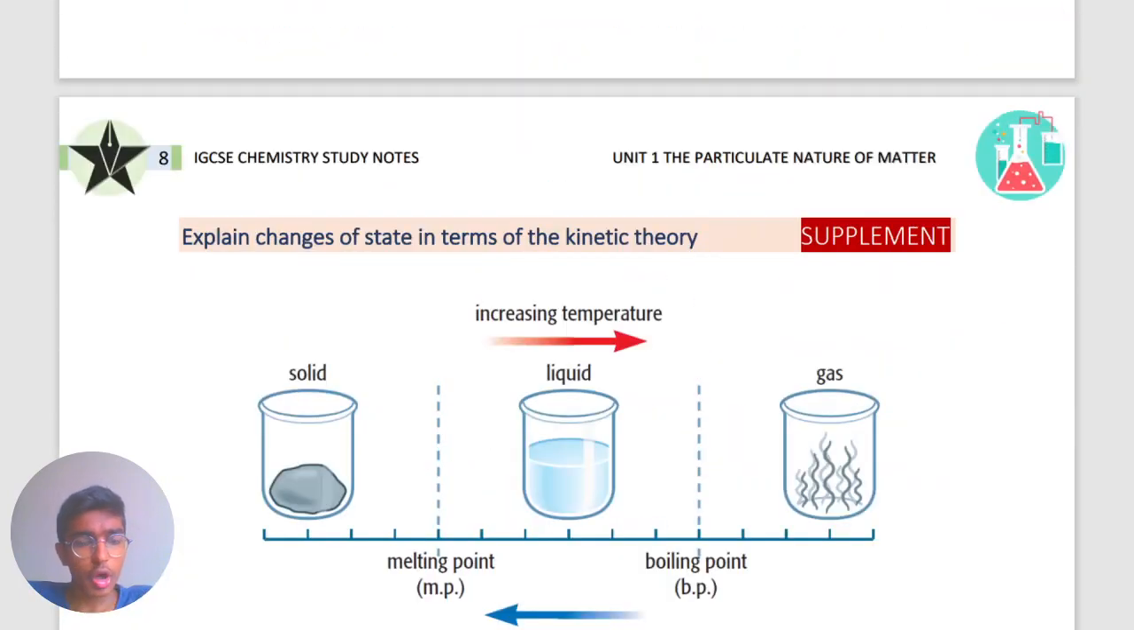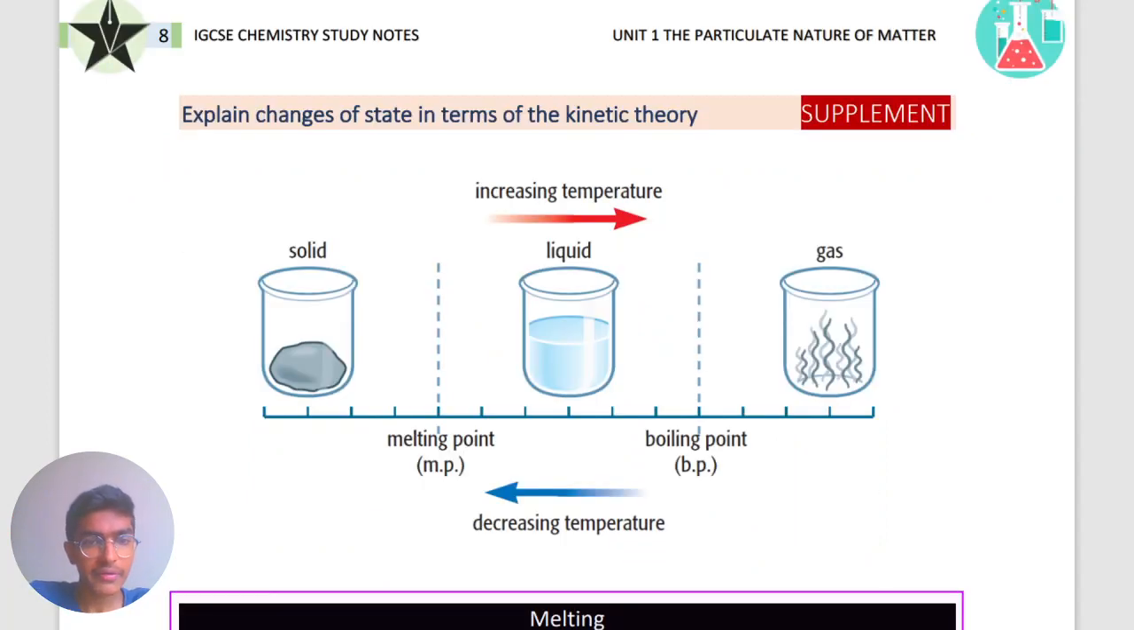Let's move on and talk about the change in states according to the kinetic theory. So now let's have a look at the kinetic theory. Right here we have a solid, a liquid, and a gas. It's telling us that they are increasing the temperature and decreasing the temperature. When I increase the temperature, the solid will become a gas. When I decrease the temperature, the gas will become a solid. So that's a quite simple demonstration of what the kinetic theory means.